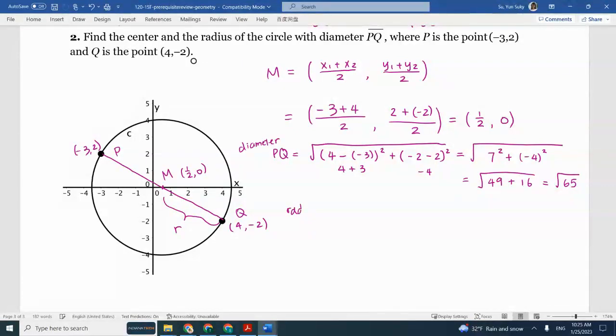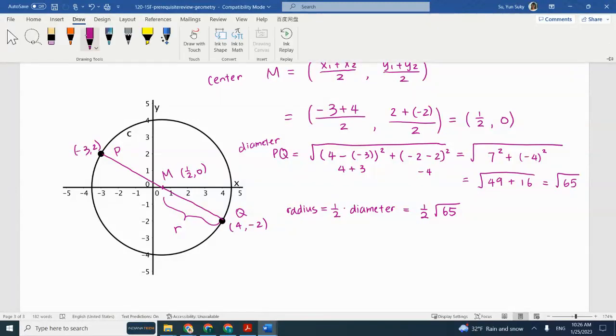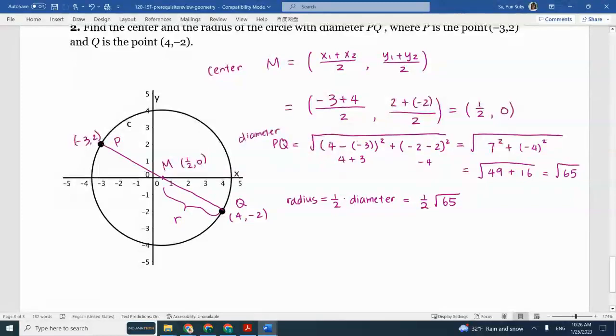So PQ is the diameter. Then the radius is 1/2 of the diameter. Therefore, it's 1/2 of the square root of 65. Okay, so this is the radius. And now we know the center, and we know the radius. We can actually write down the equation of the circle. So what is the equation of the circle?